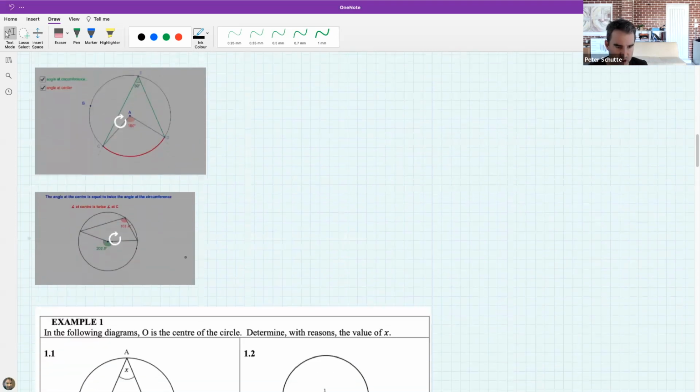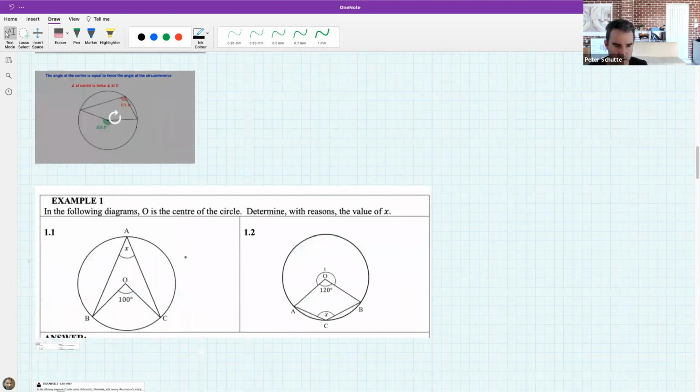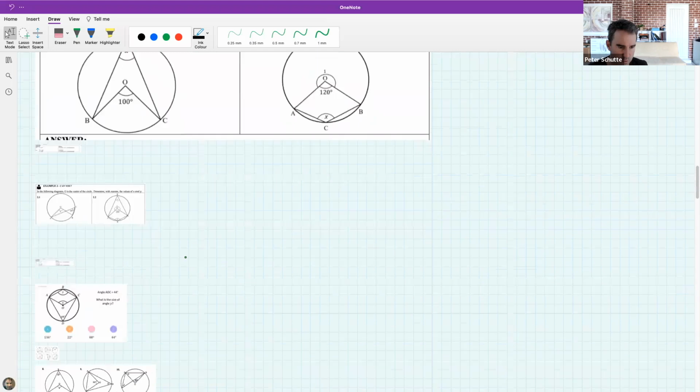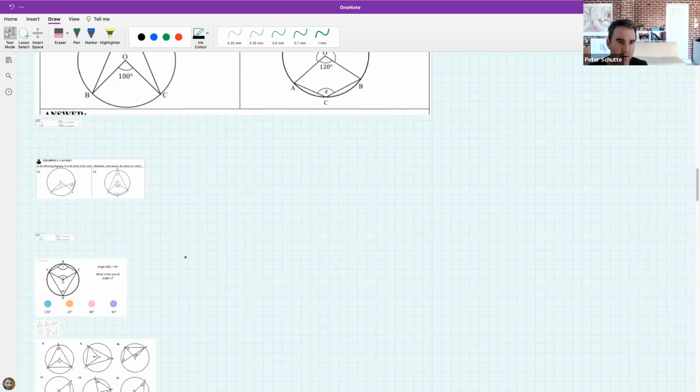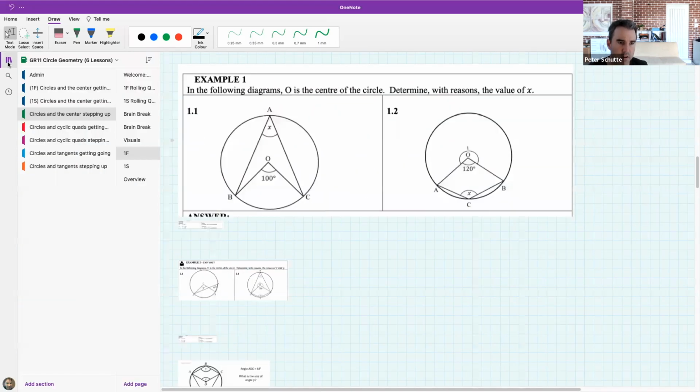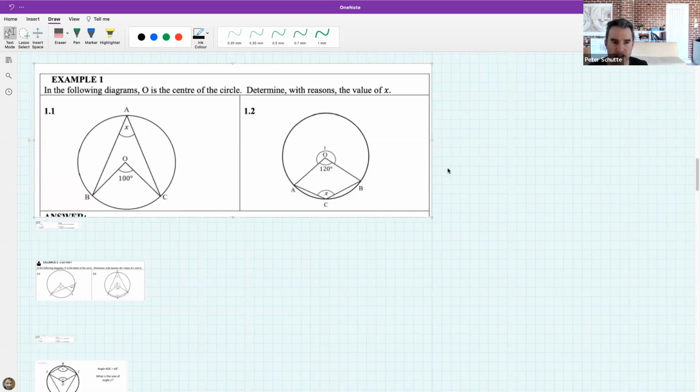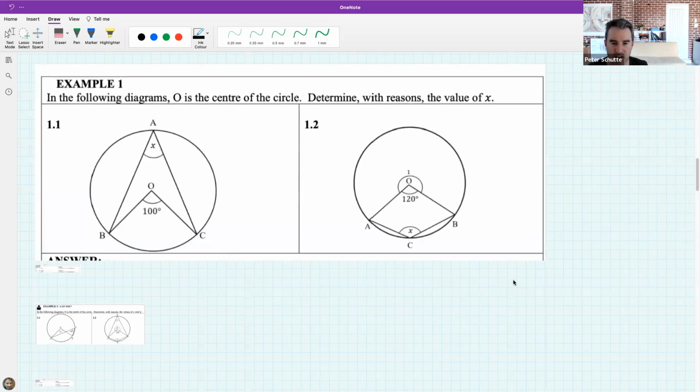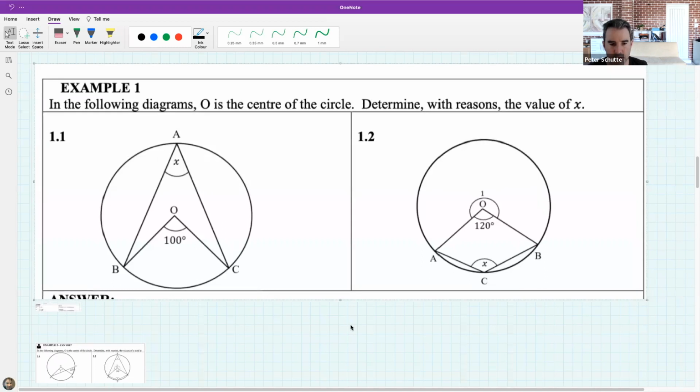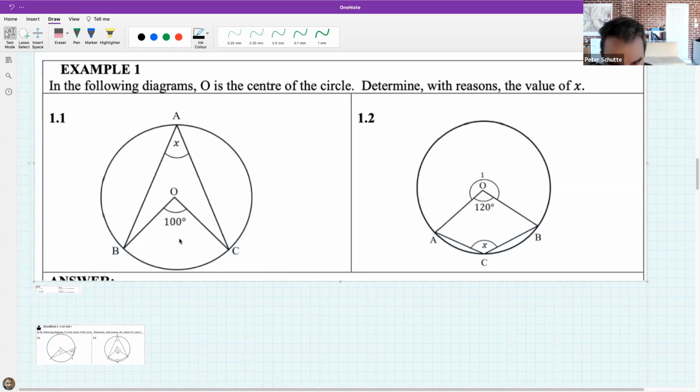So let's try another one where I show you. Let's go to, where did I go? Give me a second here. On F, that's the right one. Okay, let's go to these two questions. I want you to try and find me what angle X is in question 1.1. And then I want you to also try and find me what the answer is in 1.2 for X.